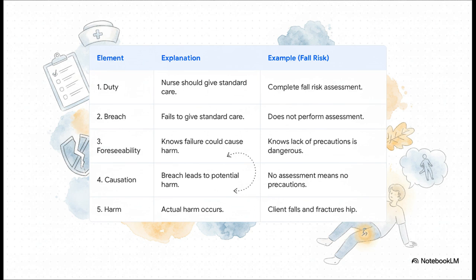And finally, number 5, harm. The patient falls and fractures their hip. Boom, all 5 elements are there. That's how a malpractice claim is built.